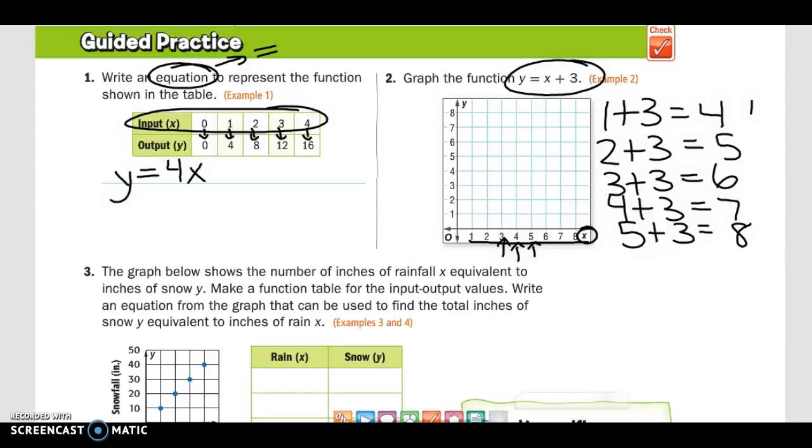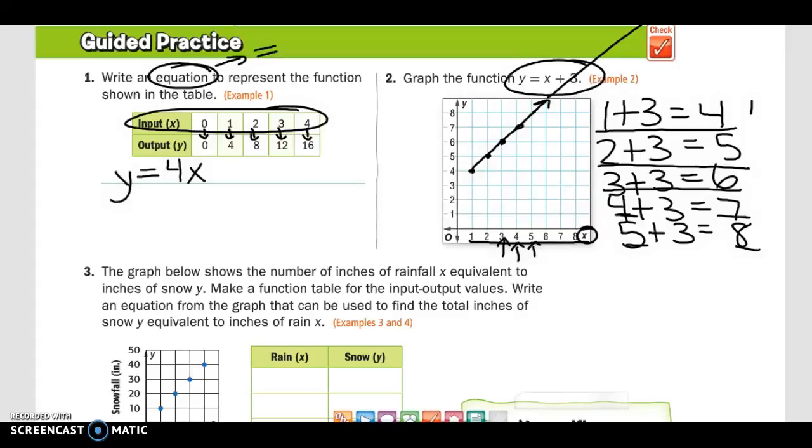So now I'm going to put that on here. At 1, I'm at 4. At 2, I'm at 5. At 3, I'm at 6. At 4, I'm at 7. And at 5, I'm at 8. So we're just going to connect that line right there. And we're going to put an arrow on it because there are more numbers here and it's going to continue to go up in this line.